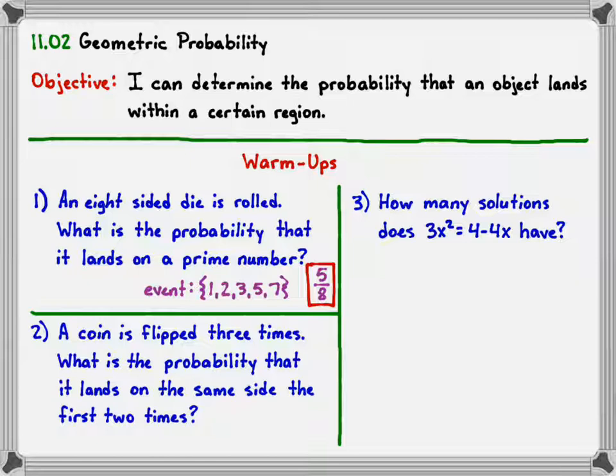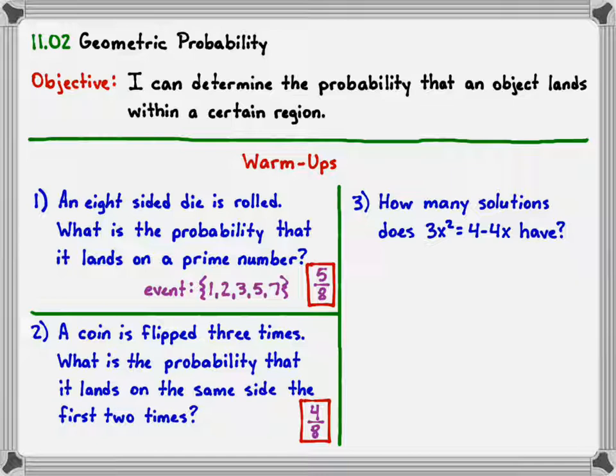For number 2, it says a coin is flipped 3 times. What is the probability that it lands on the same side the first 2 times? So if you want, you can go back to the previous video and look at all the possible outcomes that you could get when we flipped a coin 3 times. But we can see that it happened 4 times out of 8, or that reduces to 1/2.